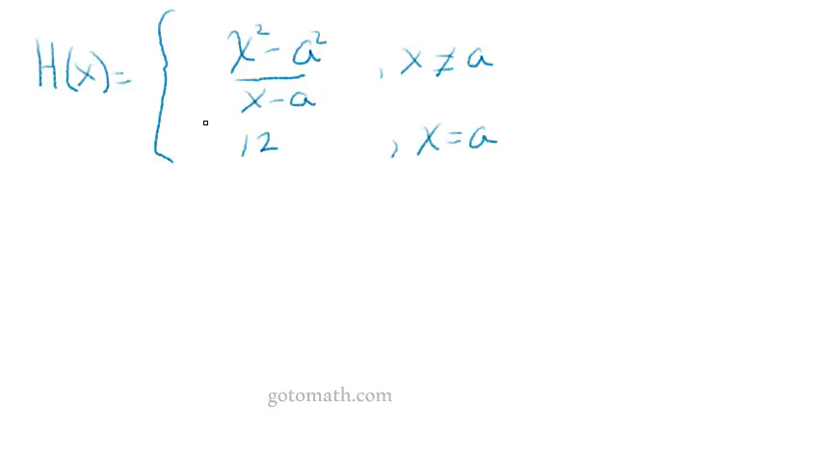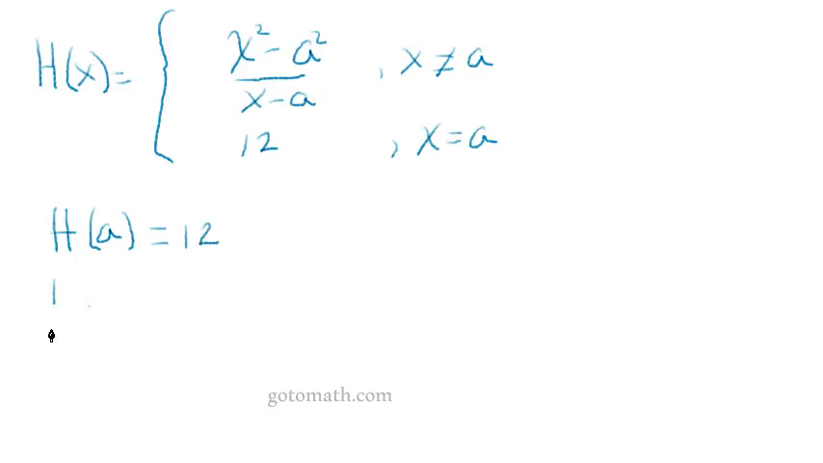Okay, so to test for continuity, we need to test some things. First off, let's find h of a. Now, this is where it's interesting right here at a. H of a is equal to, now we can't use a up here because the domain of this particular part of h of x says we can't use a. But we can use a here. So when we plug a in, we get 12 out.